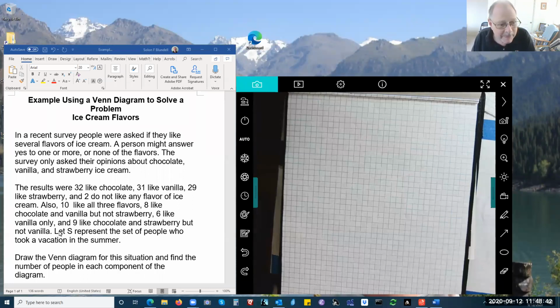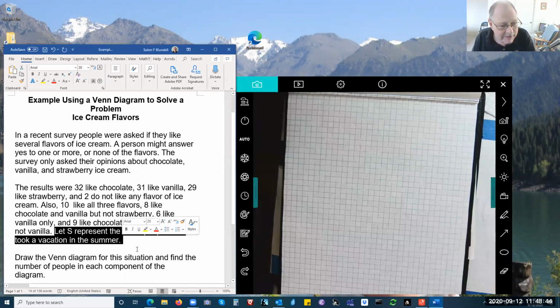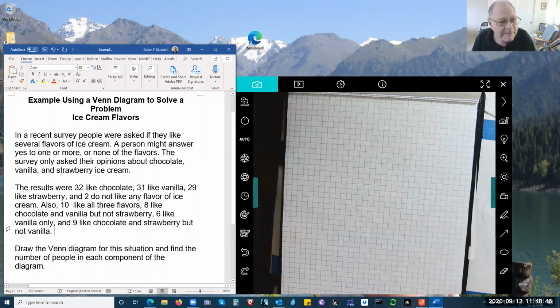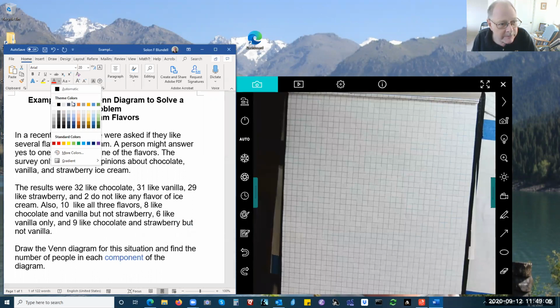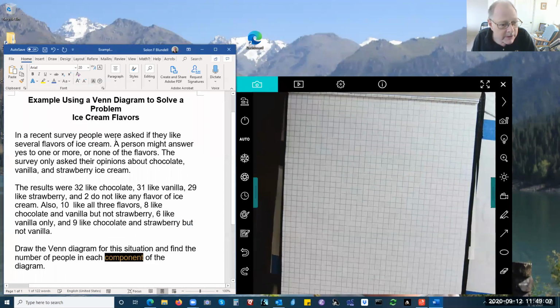And we'll get rid of that last sentence there. So we want to draw the Venn diagram for the situation and find out the number of people in each component of the diagram. And that's a vocabulary word. I have to illustrate in the picture what a component is.